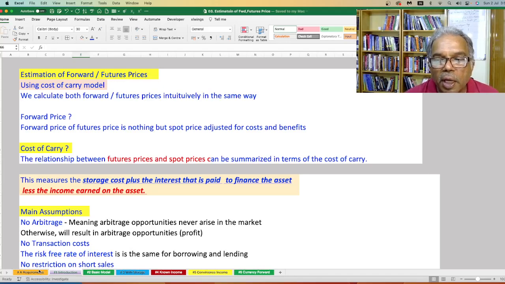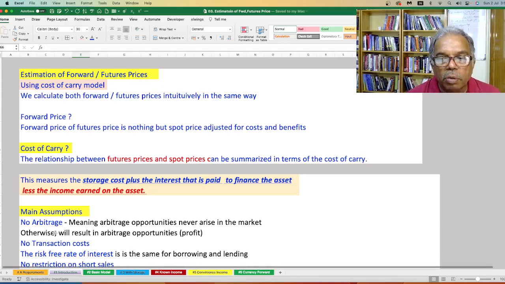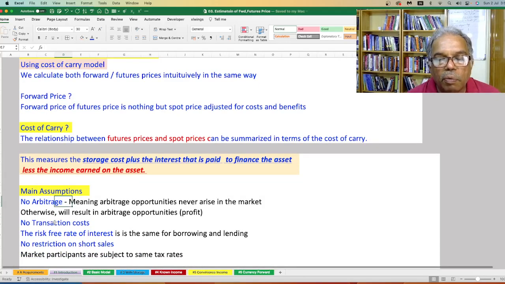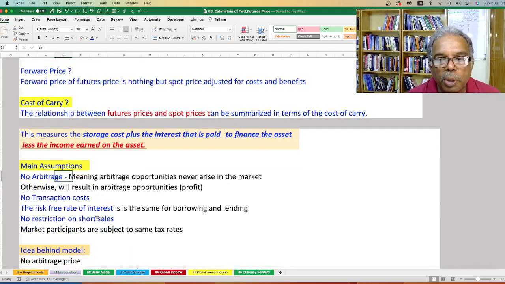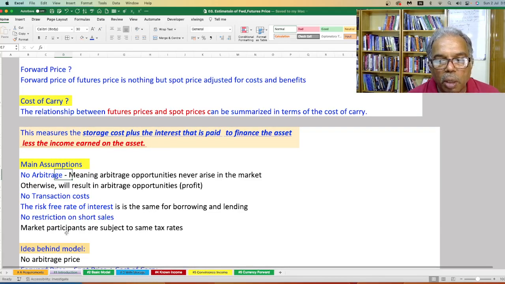The cost of carry is nothing but the relation between the futures price and the spot price, which can be summarized in terms of cost of carry. This model has a few assumptions: the no arbitrage principle, no transaction cost, the risk-free rate of interest is the same for both borrowing and lending, no restriction on short sales, and market participants are subject to the same taxes.